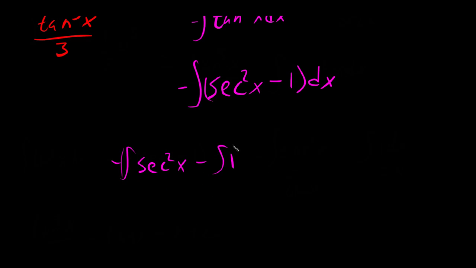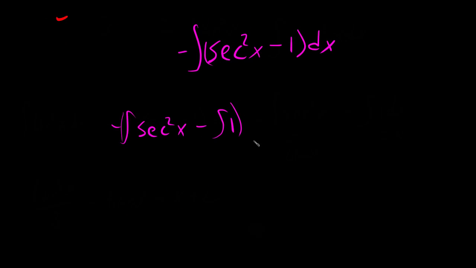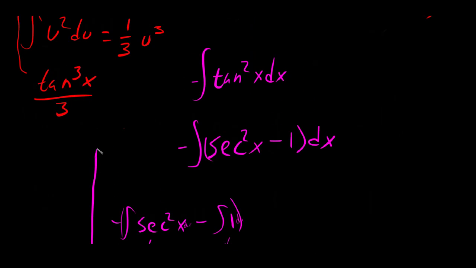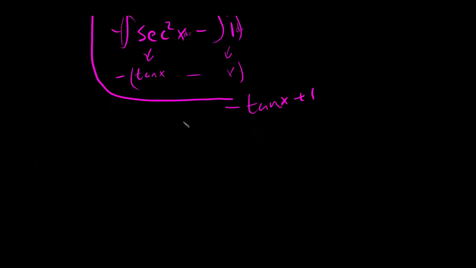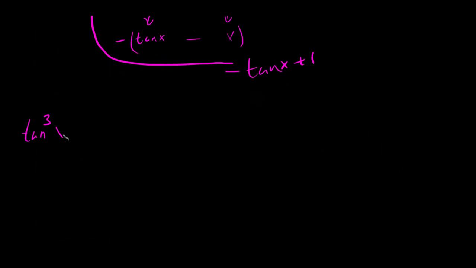Okay. There should be parentheses here to signify that this negative goes to all of them. Okay, well, integral of secant squared x is just tan x, and this is just x. There should be a dx on both of these. So this is negative tan x plus 1, and then you're gonna want to add that to this. So your full answer is tan cubed x over 3 minus tan x plus 1 plus c.